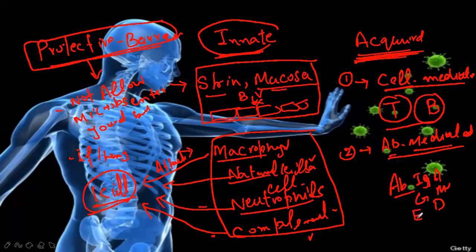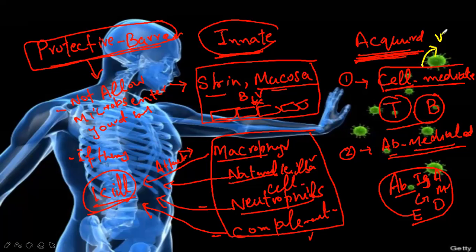A, M, G, D, and E. So it's the antibody immunity. Cell-mediated immunity: we classify this immunity according to what type of pathogen enters your body. If any virus attacks, if any fungus attacks, then cell mediated immunity is important for virus and fungus.